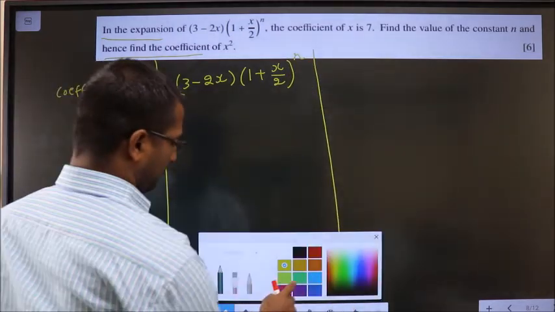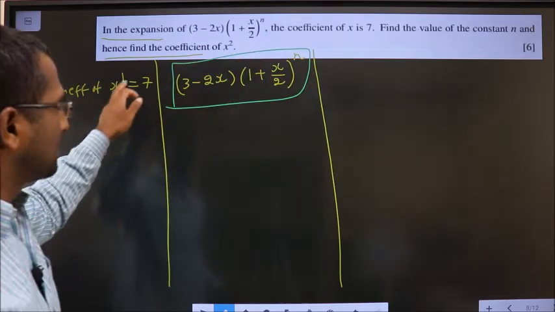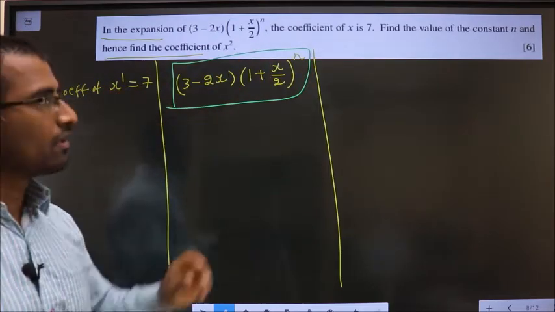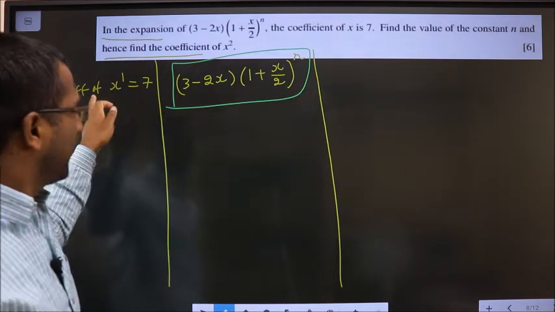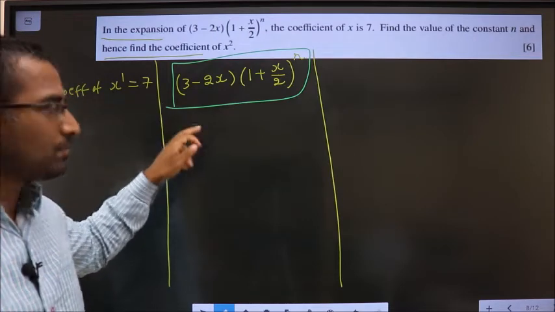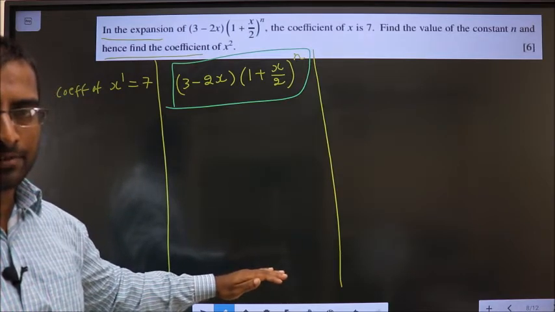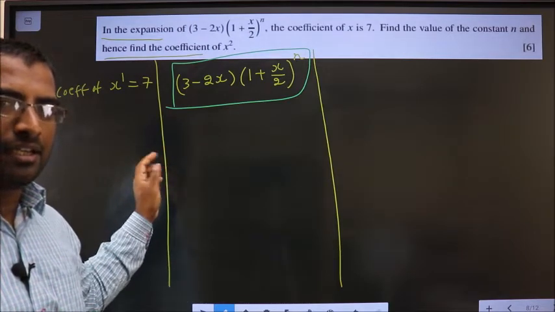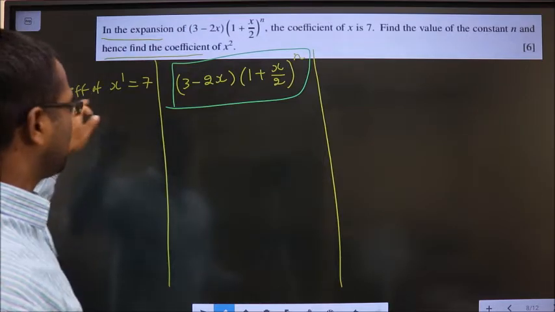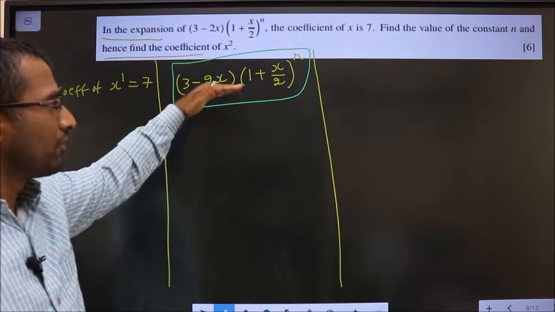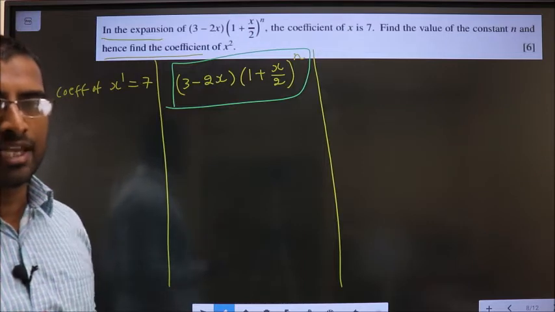Okay, now in this expansion, the coefficient of x power 1 is 7 given. We need to find the value of the constant n. From this expansion, we also should find the coefficient of x power 1, equate that to 7, and simplify to get the value of n. Clear? Equate both, we will get the value of n.